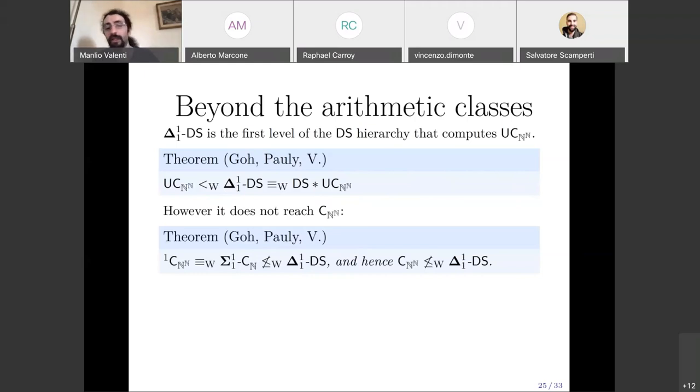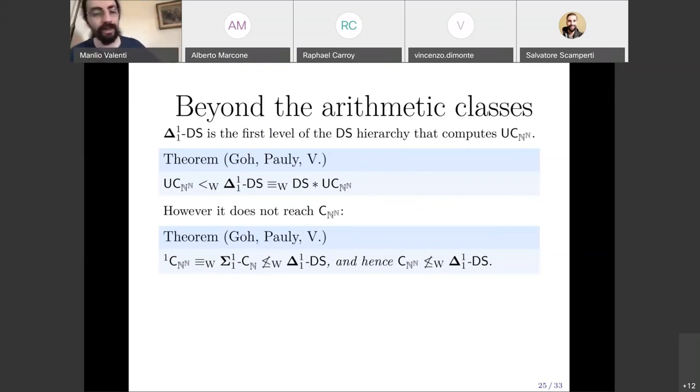It does not reach the level of C bear yet. So this guy enters the picture, but it's strictly between UC bear and C bear. And again, the trick we use to show this is by means of the first order part. We characterize the first order part of delta 1-1 DS, which I'm not writing here, because it's not really clear what it is, but from an intuitive point of view, we prove that whatever it is, it does not compute C11 CN. And therefore, delta 1 DS is still not at the level of C bear.